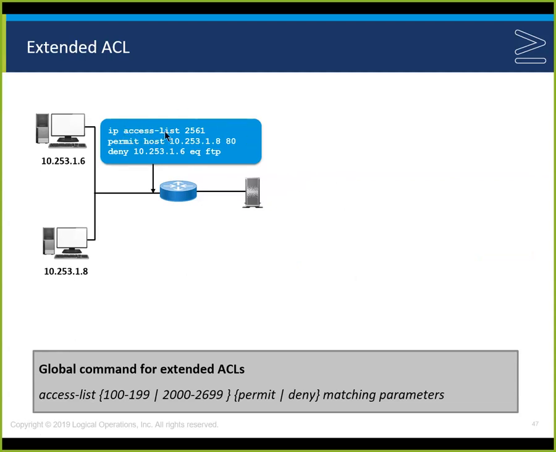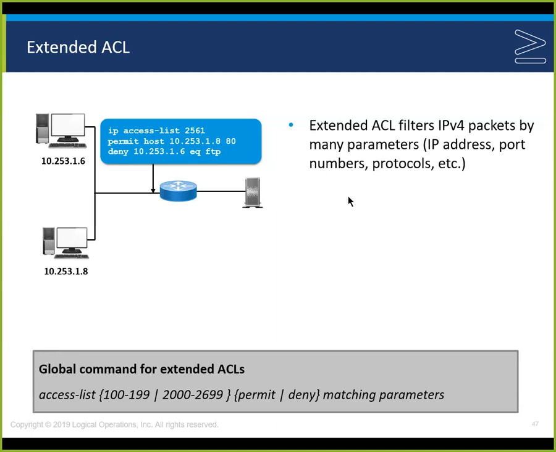The extended list: ip access-list, then the number, permit host 10.253.1.80 port 80, and then deny equal to FTP. This is a simplified version of what the extended list would be, because we have to specify the protocol. If we're going to do ports, we have to specify the extended list, with the source and destination IP address for these things, and we will look at one of those.